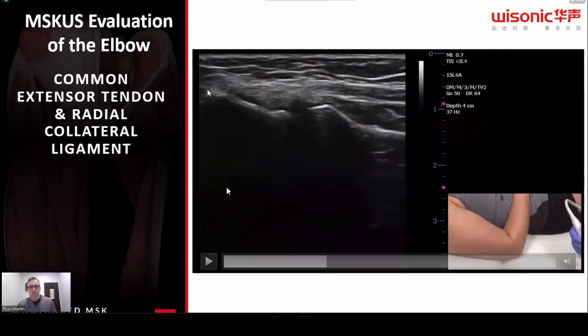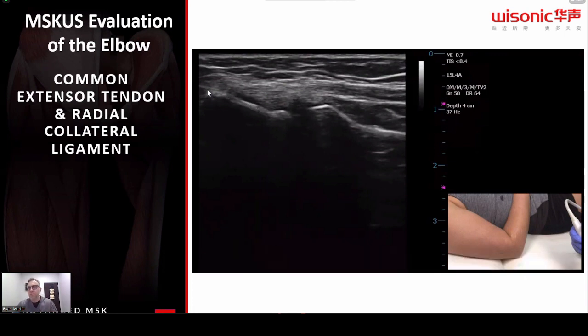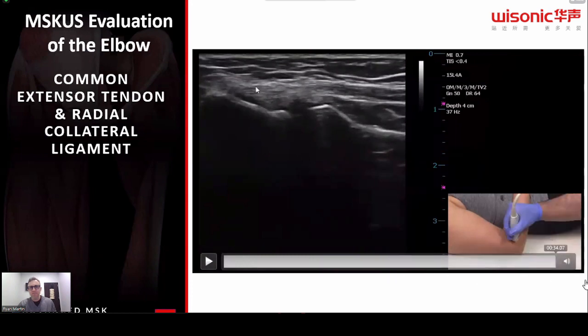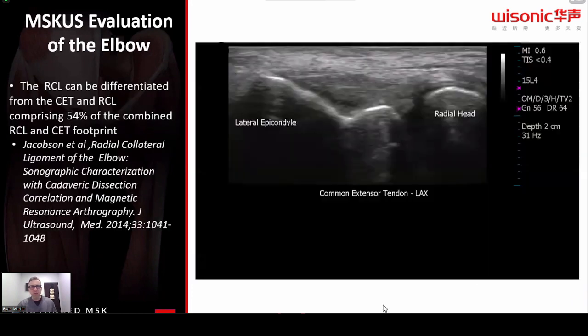So this is a better view right here. This is that apex, or that epicondyle. So this is the epicondylar ridge right here. This is where that common extensor attaches. And there's going to be a slide here that shows what percentages make up common extensor versus radiocollateral ligament, but it's about 50% of this slope here. So just bear that into consideration. And then you can see right through here, that ligament down on the bottom side comes up and over the radial head. So let's get some better pictures of this here. And I have some slides to kind of indicate what that is. So again, the RCL, radiocollateral ligament, can be differentiated from the common extensor tendon, with the radiocollateral ligament comprising 54% of that slope.